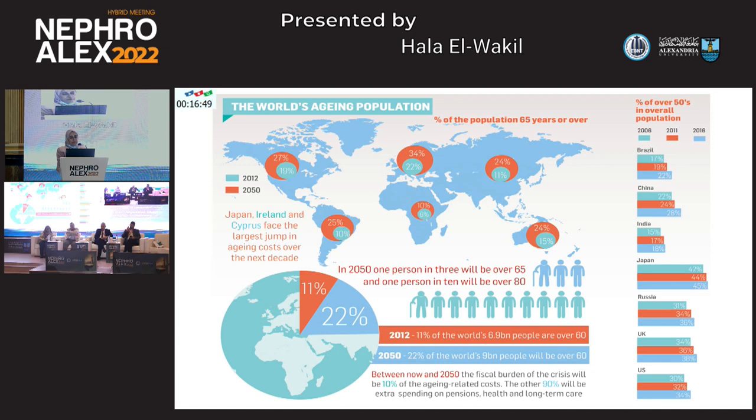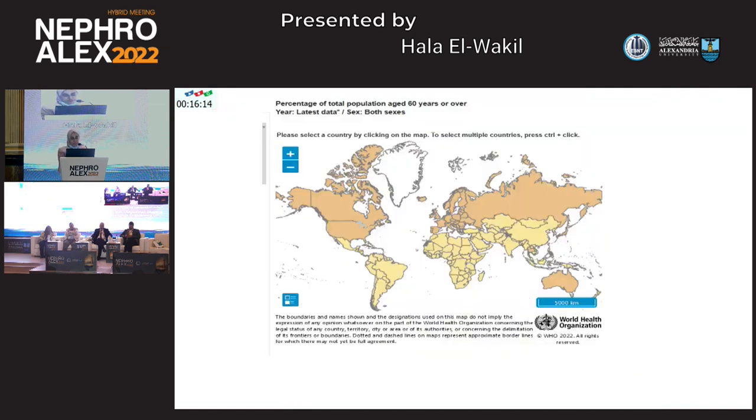This figure from the United Nations shows that the highest incidence of geriatric population is present in Europe, followed by North America, and Africa has the lowest incidence. In 2050, 1 person in 3 will be over 65. This is huge, and 1 person in 10 will be over 80. So this will add a great burden to the healthcare services.